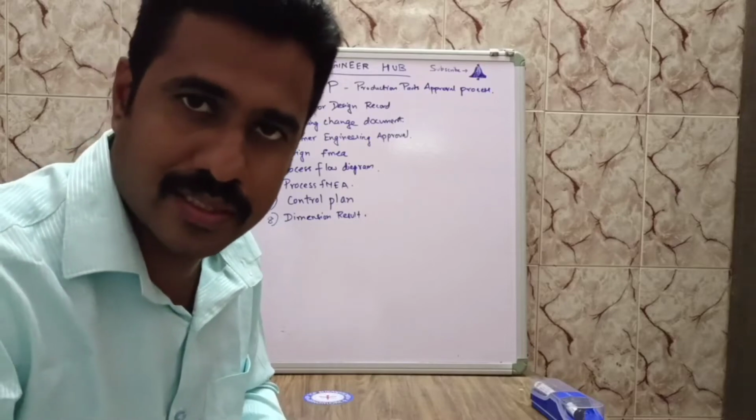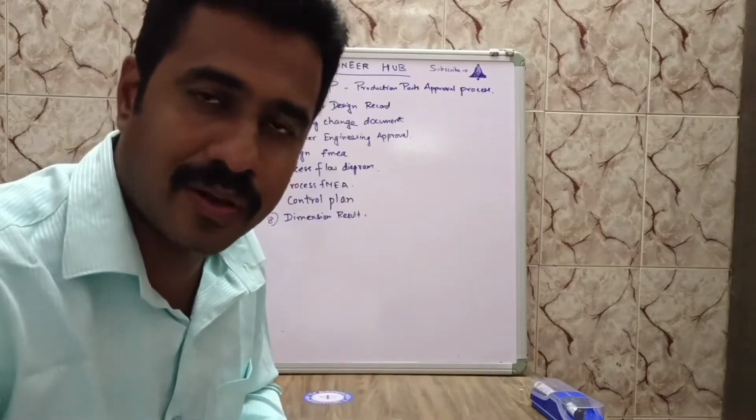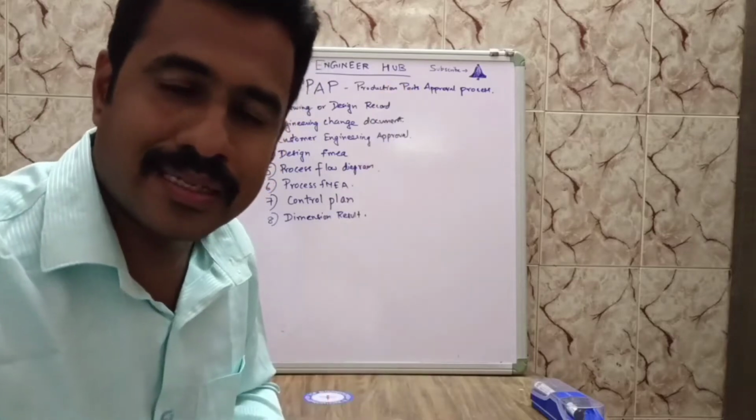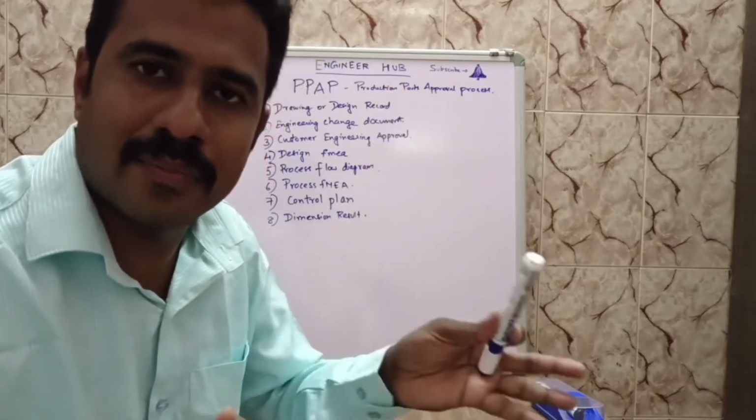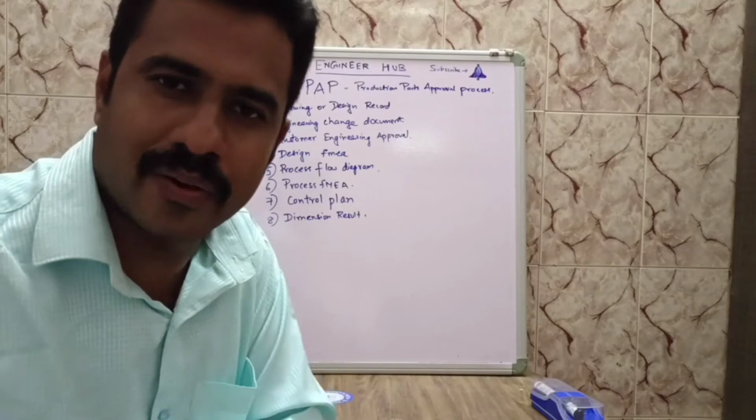So suppose a drawing is given, and you need to check all the dimensions of the drawing, and it's being put down in a report. That is called the dimension report. So the dimension report is basically called a layout inspection report.